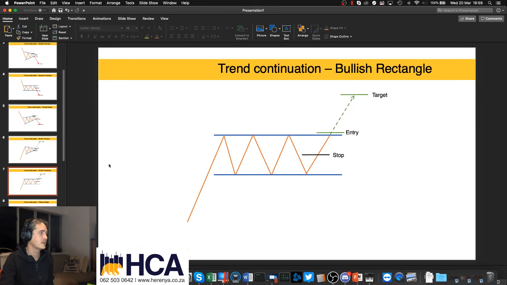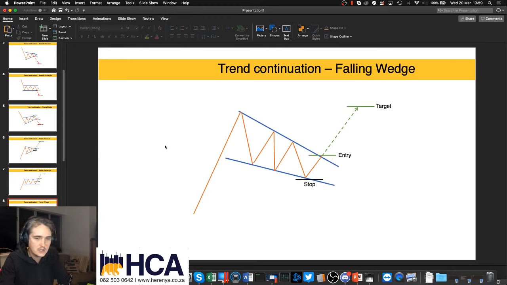Then you have, again, a bullish rectangle, so it is the opposite of the bearish rectangle. In this case, the market moves up, consolidates, breaks higher, and we have a similar situation with the falling wedge, which is the market moves up into a wedge formation. Hey man, I didn't connect those dots nicely. There you go. Into a wedge formation, and then it breaks out, and once again, you're targeting that move as your price target outside of that.